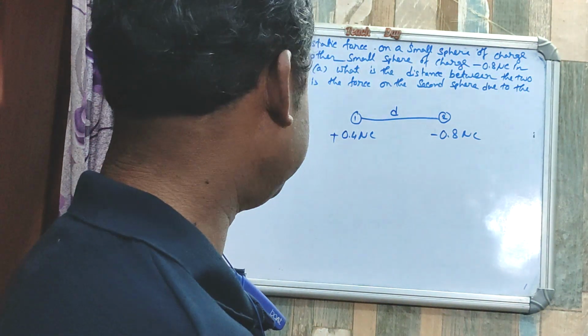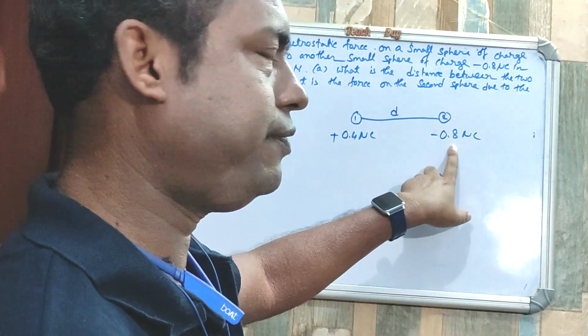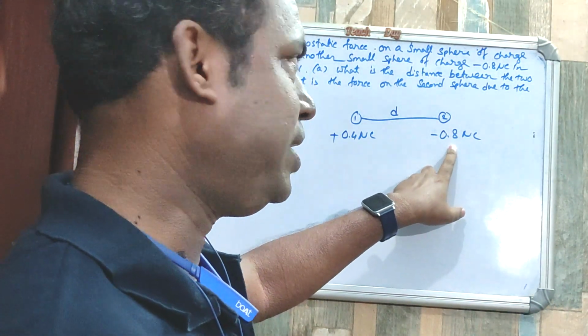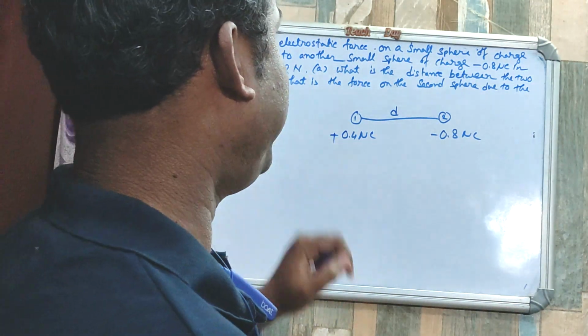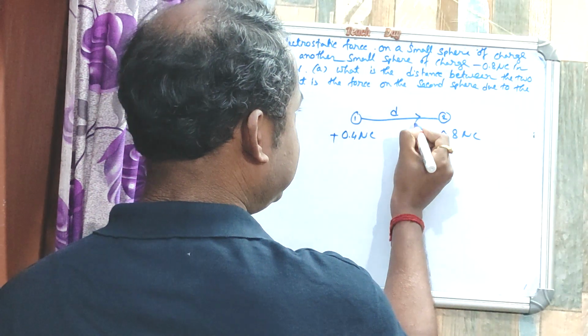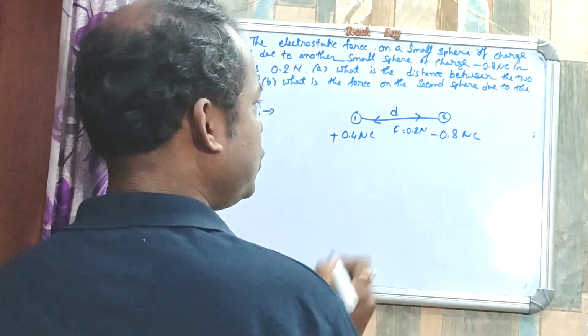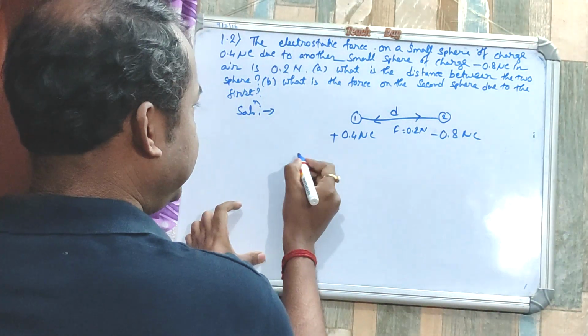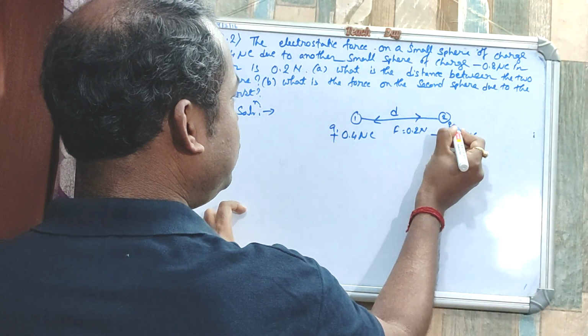At first, imagine it. What is the force between them? This is positive, this is negative. So positive and negative force means obviously attractive in nature. This force is represented by 0.2 Newton. So this force F equals 0.2 Newton. So we just write over there, if I consider this one is Q1 and this one is Q2.